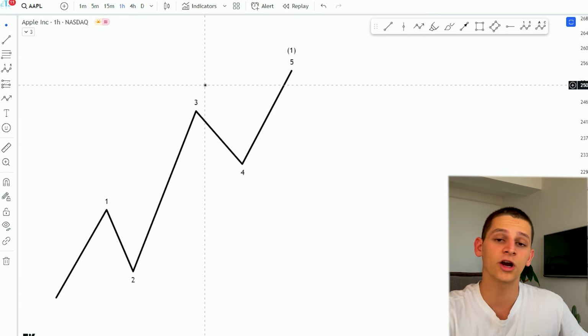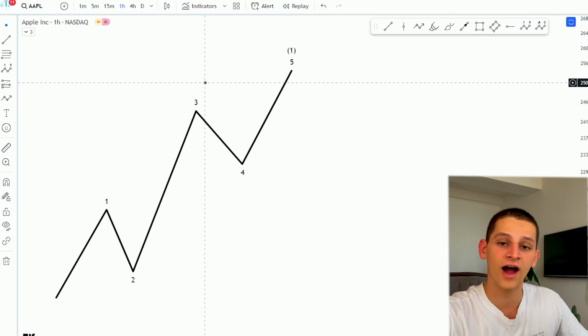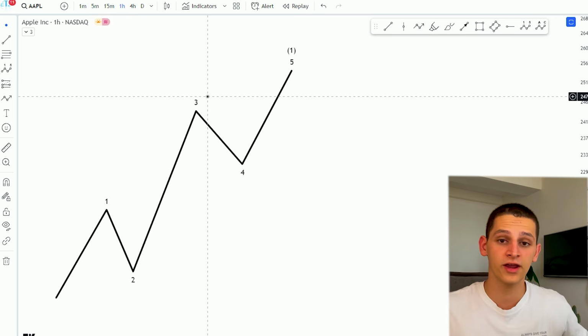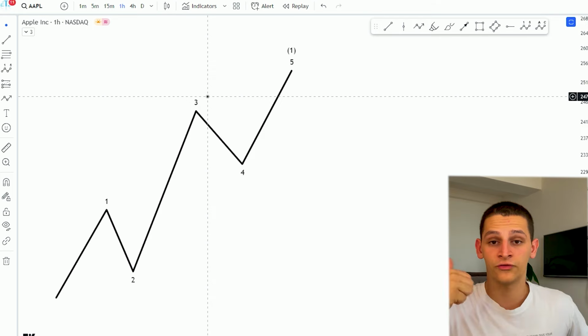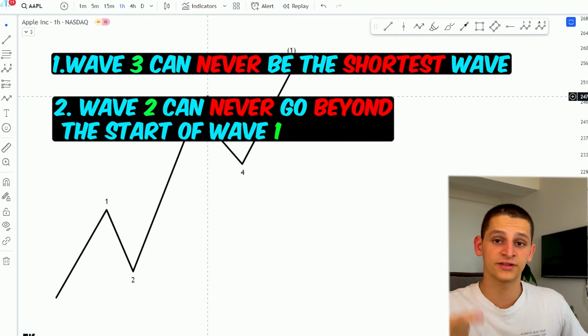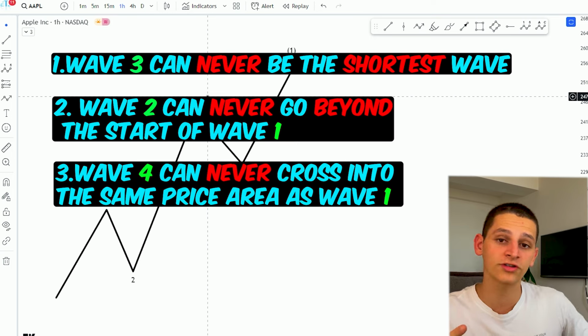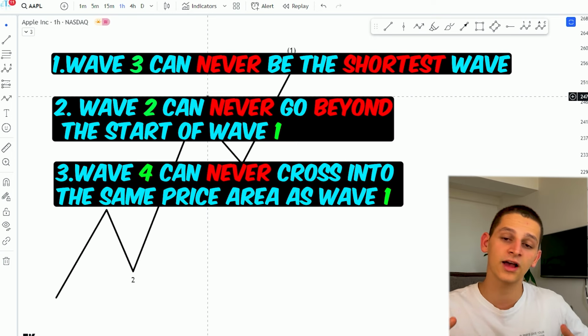Okay guys, on the chart you see an example of an impulsive wave, which consists of 5 subwaves. Here are 3 cardinal rules you should follow. First rule: wave 3 can never be the shortest wave. The second rule: wave 2 can never go beyond the start of wave 1. And third, wave 4 can never cross into the same price area as wave 1.